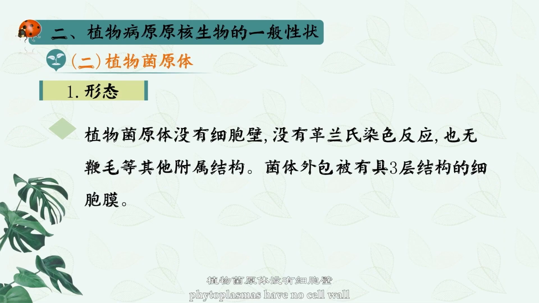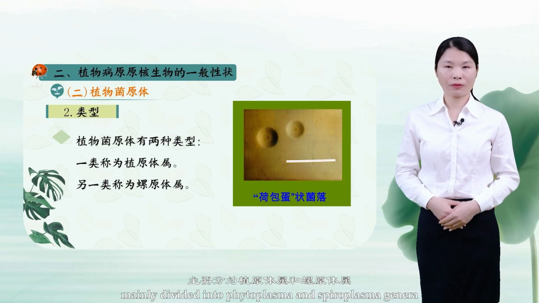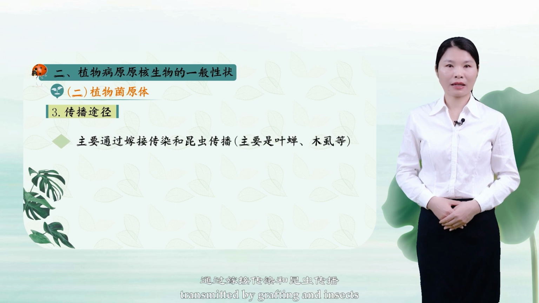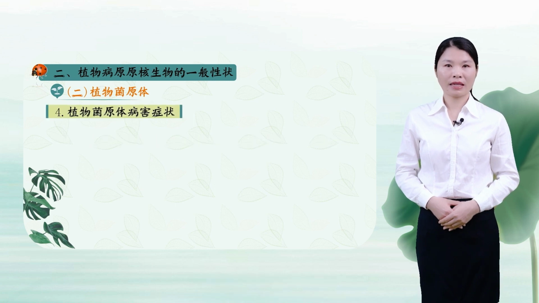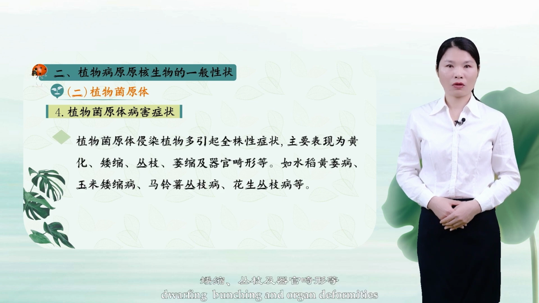Phytoplasmas have no cell wall, no Gram-stain reaction, and no accessory structures such as flagella, and are mainly divided into phytoplasma and spiroplasma genera. Transmitted by grafting and insects, infected plants often show yellowing, dwarfing, bunching, and organ deformities.